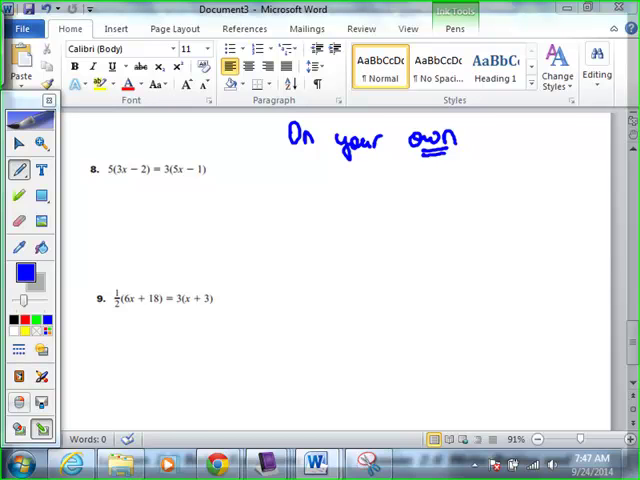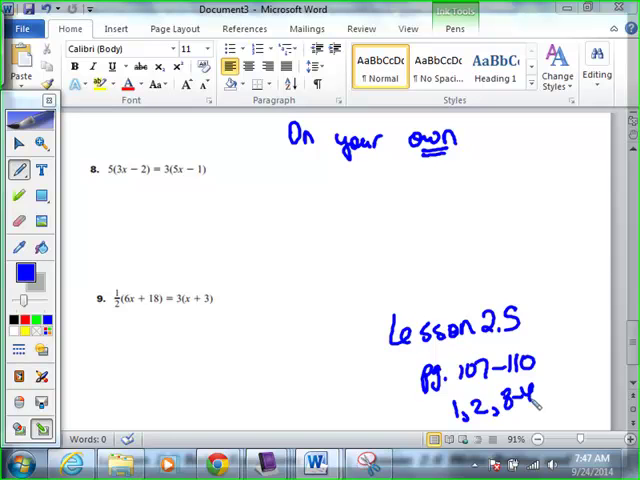This is lesson 2.5. It's page 107 to 110. Problems 1 and 2, 8 to 46 even, 49, 50, 52 and 54.